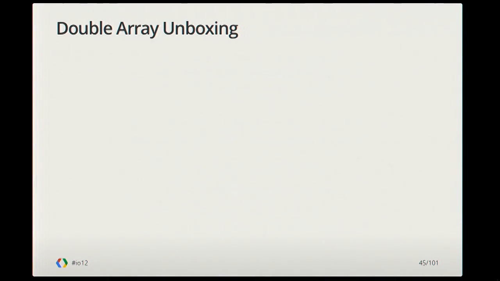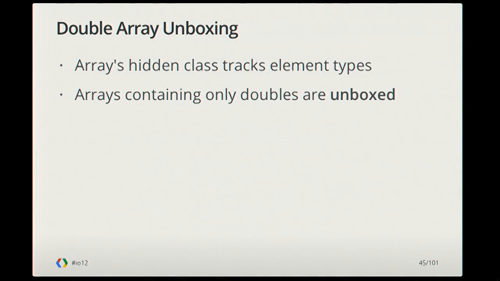So we have a mechanism called unboxing. When you unbox a double, you take the 64-bit IEEE number inside of this double object, and you take it out, and you put it into a linear buffer. So what we can do is track in the hidden class of an array the types of elements that are contained in the array. And if the array contains only double values, it becomes unboxed. And what that means is that it takes all of those numbers out of the heap objects, out of the wrapper objects, and lays them out in a linear buffer of doubles. But again, it's only if there are double numbers inside of the array.